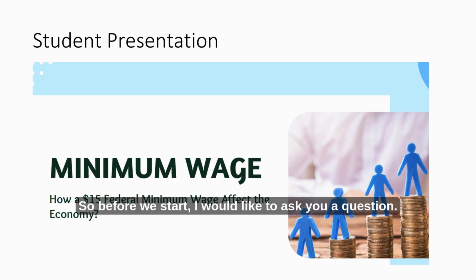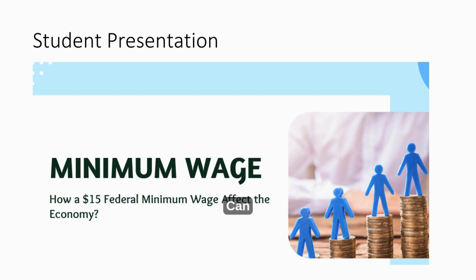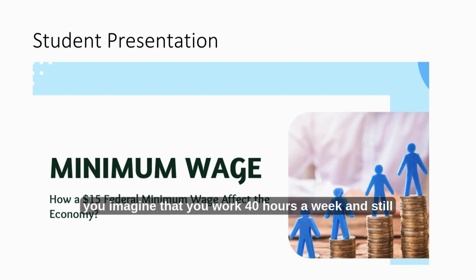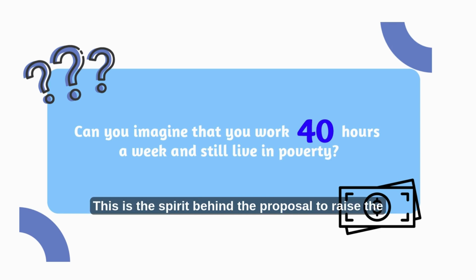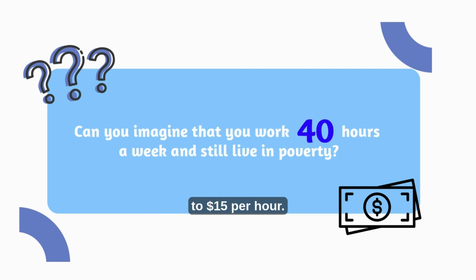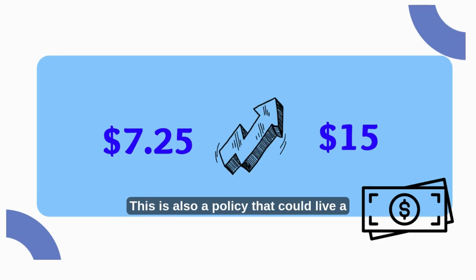So before we start, I would like to ask you a question. Can you imagine that you work 40 hours a week and still live in poverty? Definitely not. This is the spirit behind the proposal to raise the U.S. federal minimum wage from $7.25 to $50 per hour. This is also a policy that could lift millions of people out of poverty, but can also cause millions of them to lose their job.